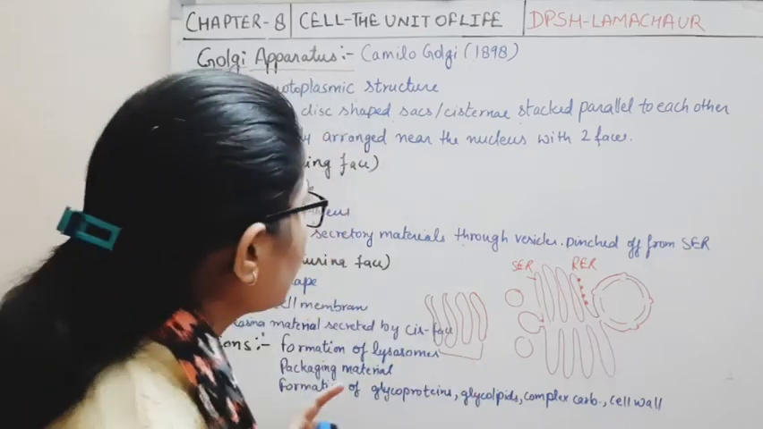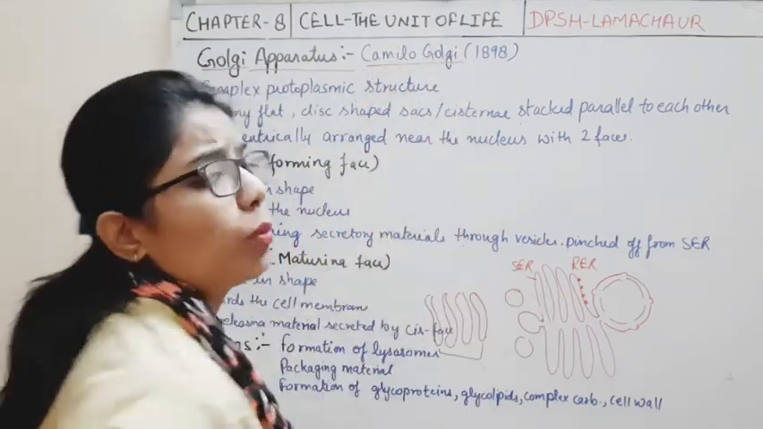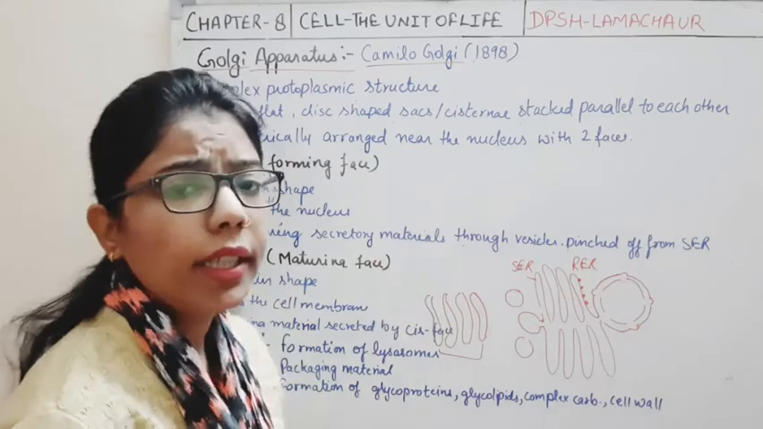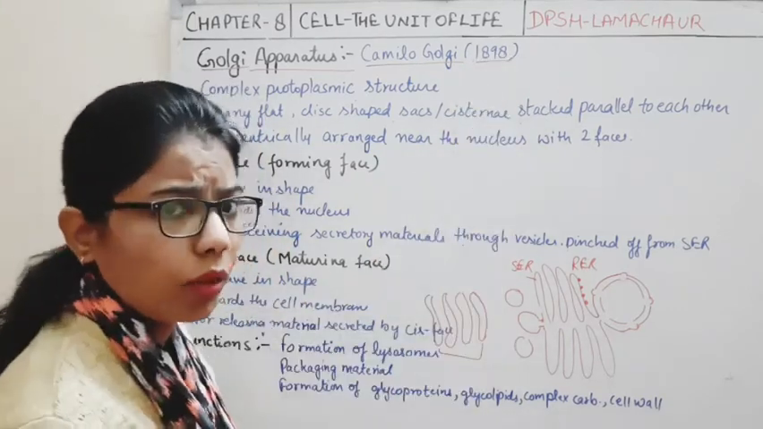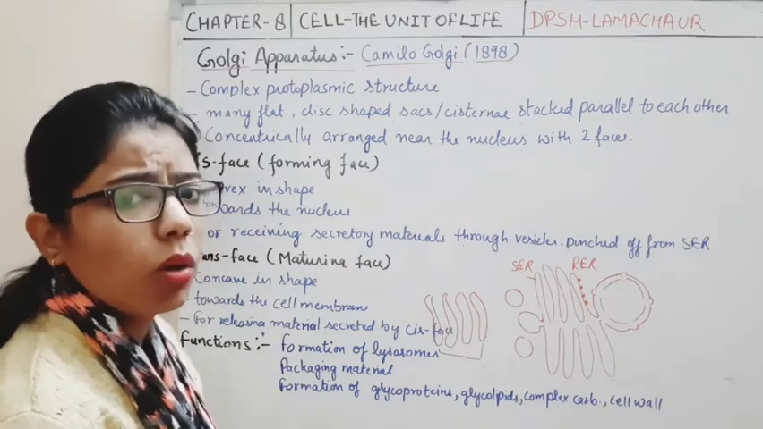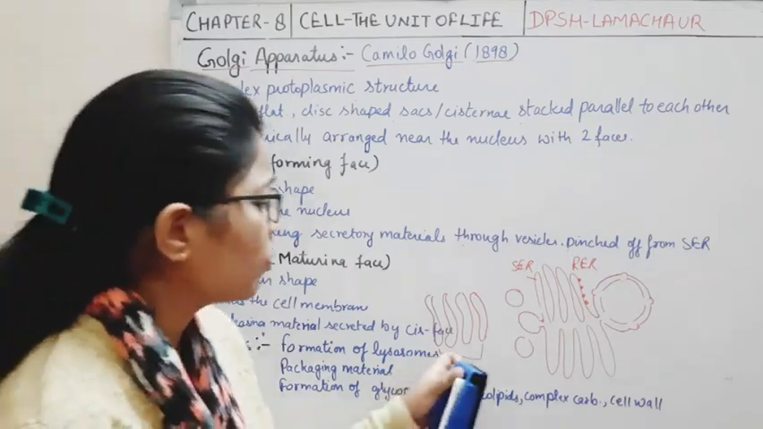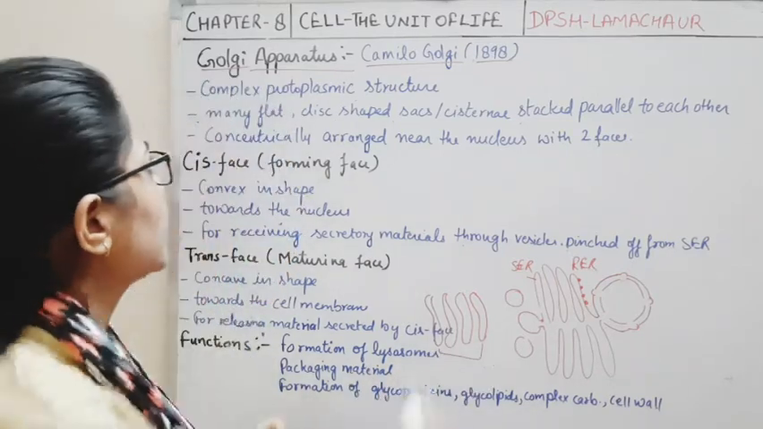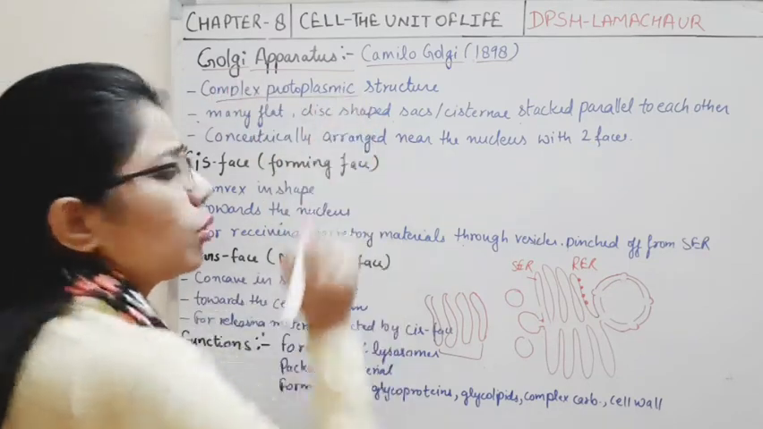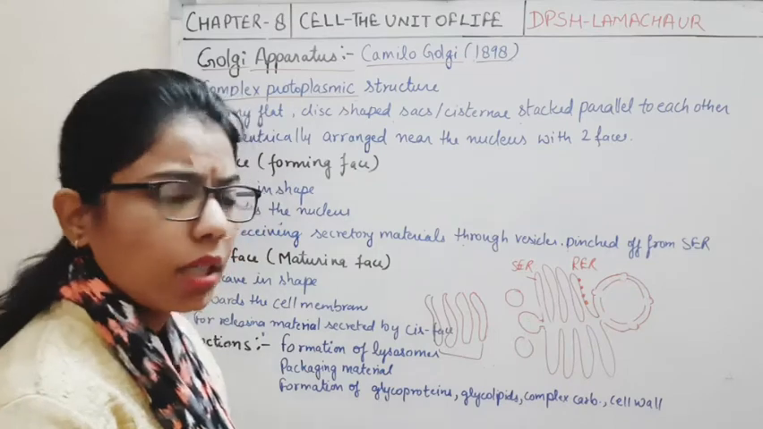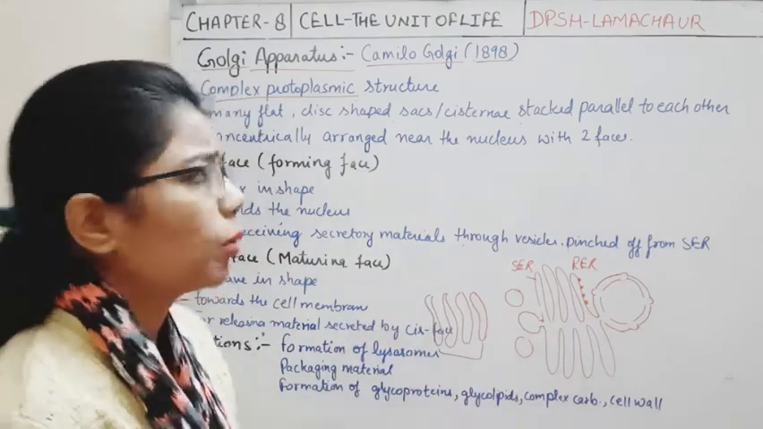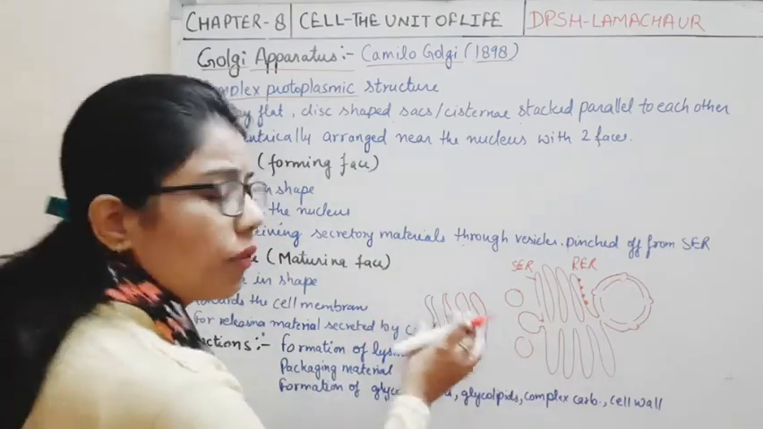Another point is who observed it for the first time: Camillo Golgi. That's why the name Golgi apparatus was given, in 1898, from the examination point of view. Now some more important characteristics of the Golgi apparatus. These are complex protoplasmic structures, meaning nucleoplasm and cytoplasm combined, so this structure is related to the protoplasm.